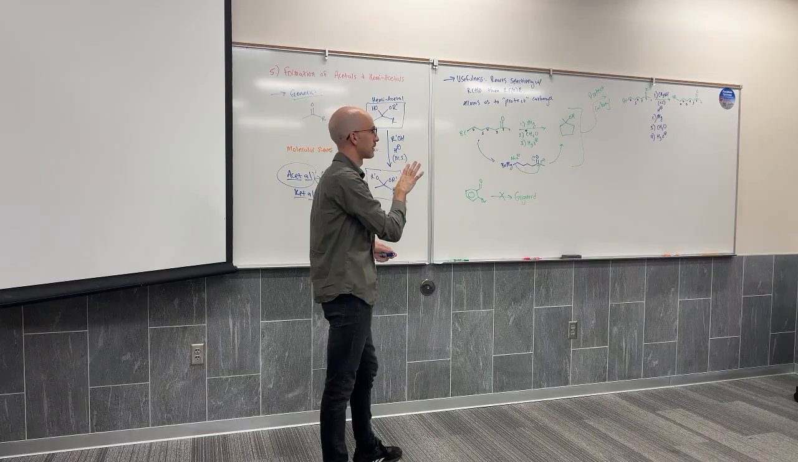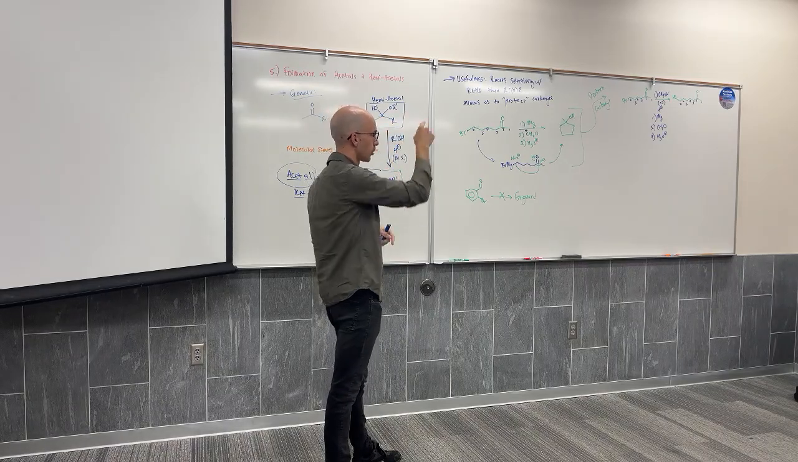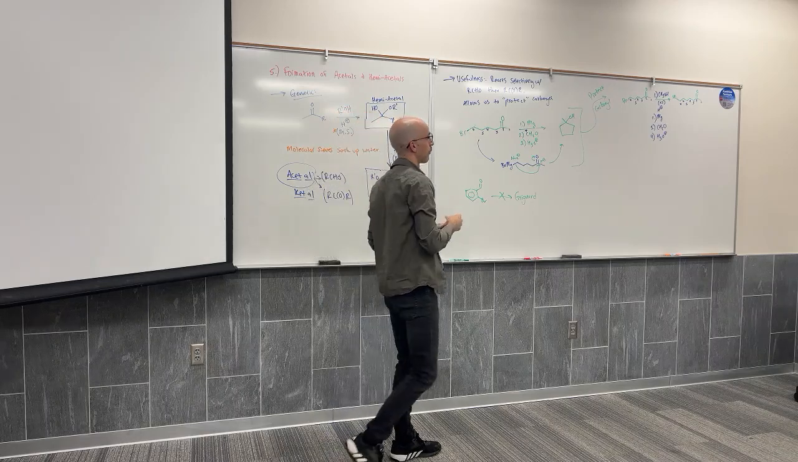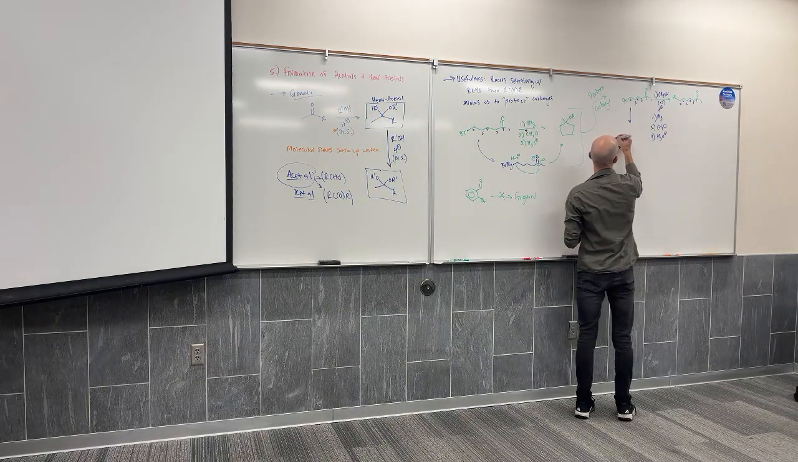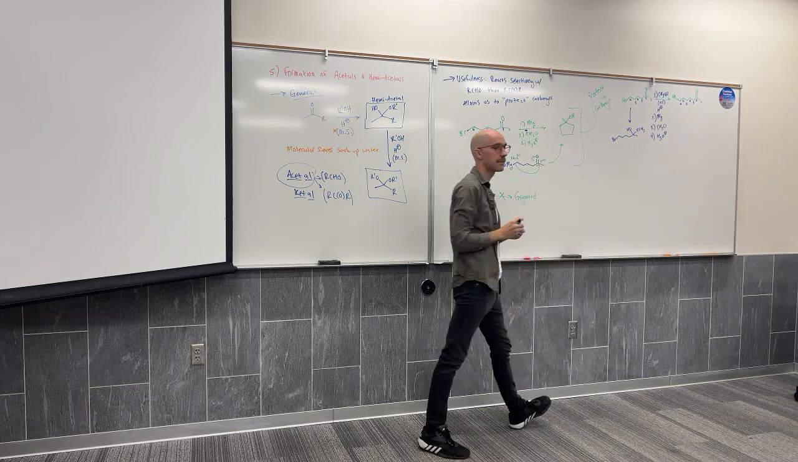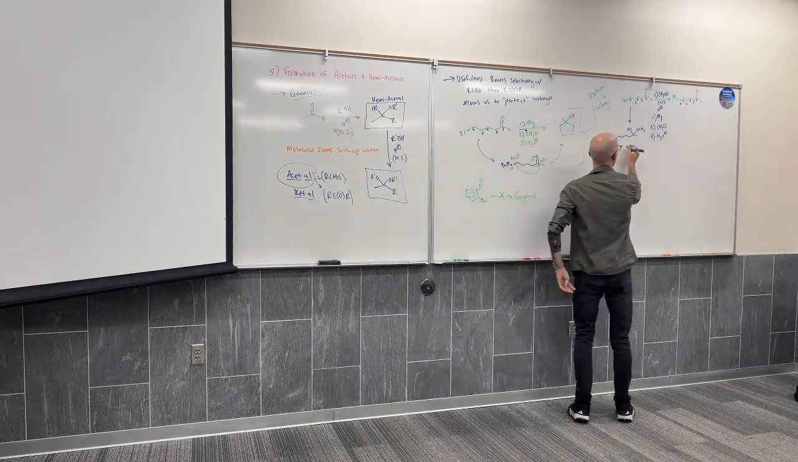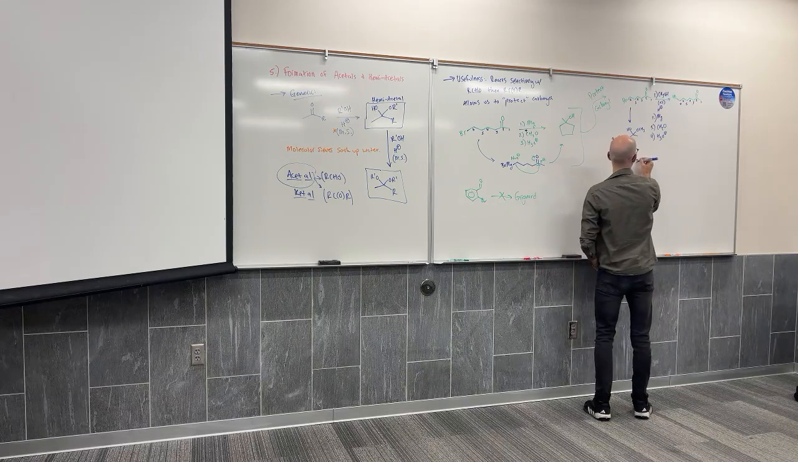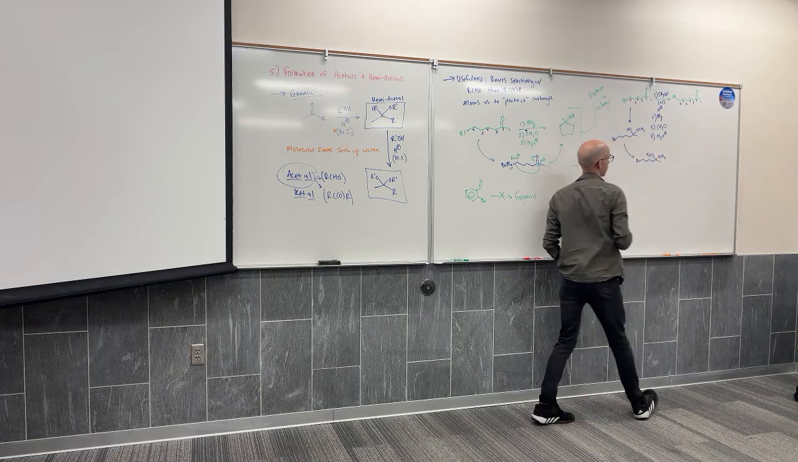Now, because I know that's a lot of steps all happening at once, I'm going to show you guys the intermediates that form as we go. First, the ketone is turned into a hemiacetal. Second, the hemiacetal is turned into an acetal.